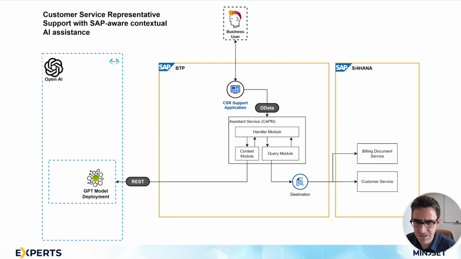Based on that context, we will hand off to a query module where we have a set of queries that we've predefined that we want to send to the S4HANA system, and this will be real live data from an S4HANA 2022 system. We'll send off that query to get the relevant context information back and provide it to the user in the front-end application. So you'll see all that happen.